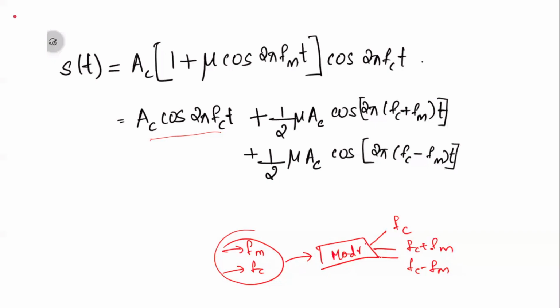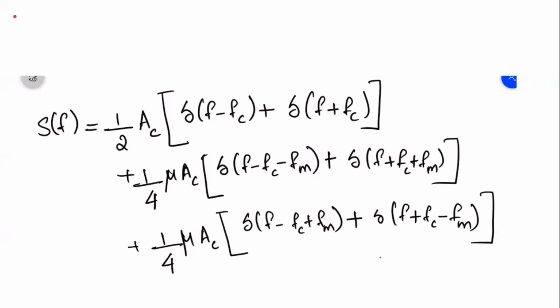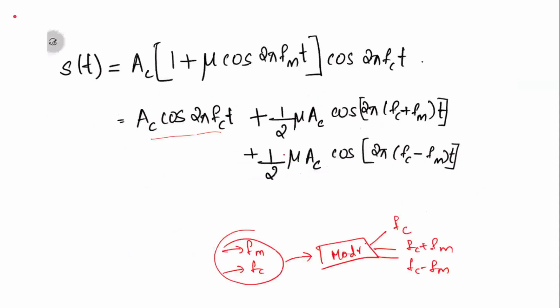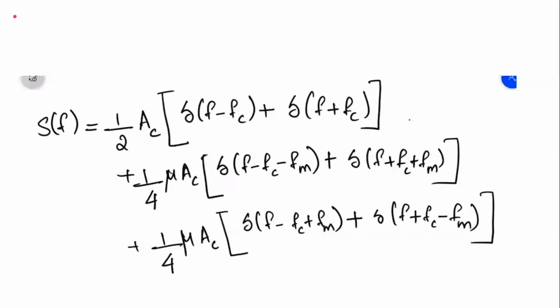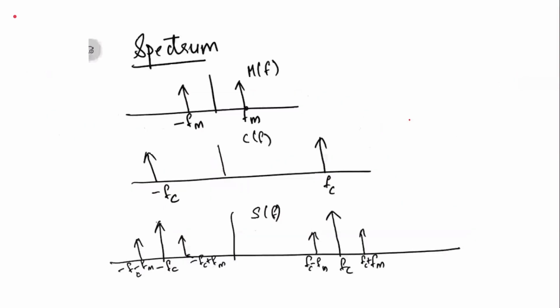This is S of t in the time domain, and I am going to convert S of t to the frequency domain, S of f. These are the impulses. Each of these cos terms becomes an impulse. And how do these cos terms become impulses? Cos theta is written as e to the power j theta plus e to the power minus j theta by 2, and applying that, you get these frequency components.